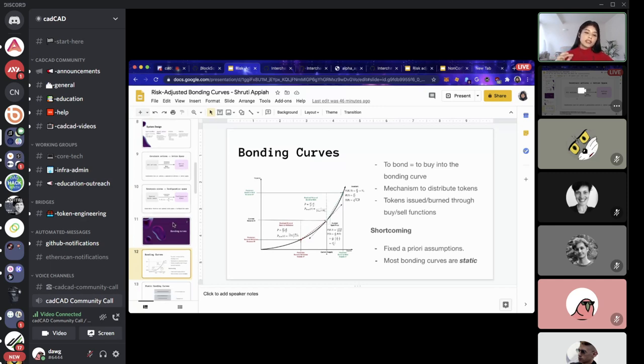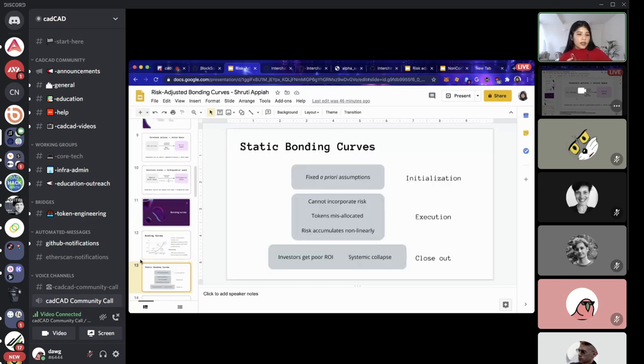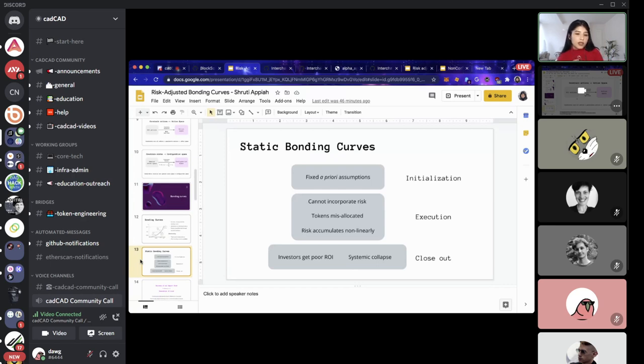And that's why it makes it a little bit inapplicable to areas where there's tons of variation in how the bonding curve execution can pan out. Some of the downfalls of static bonding curves are also that they cannot incorporate risk. As a result, tokens often get misallocated, and risk also accumulates nonlinearly, because if there's a certain risk factor, it doesn't get accounted for during the execution of the bonding curve. So it keeps piling up and accumulating nonlinearly, causing a much larger effect towards the future. This can lead to poor ROI for the investors, but at some points it can also lead to systemic collapse if the nonlinear effect of the risk is so large.